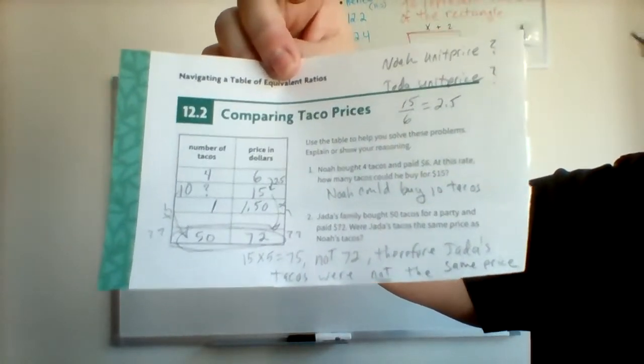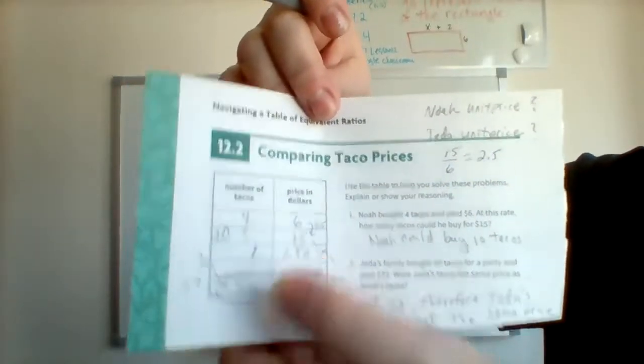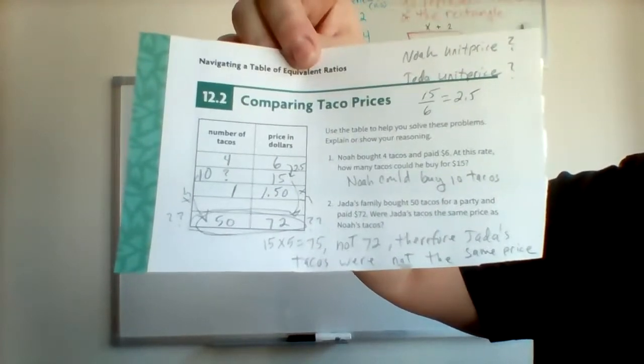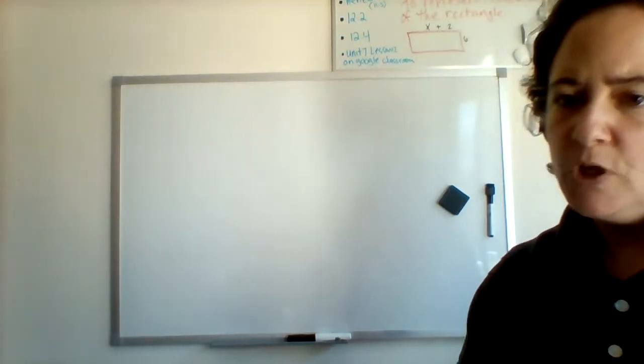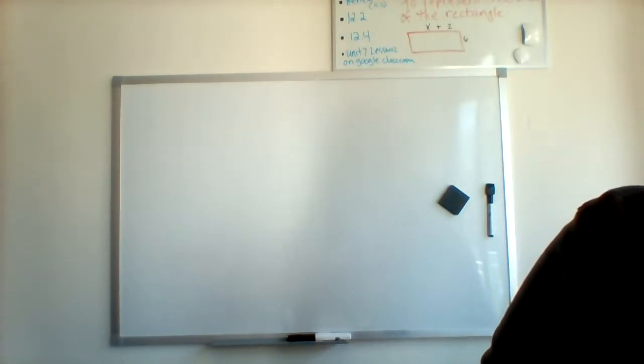Now, Jesus asked us, well, how much is Noah paying per taco? And we found it to be $1.50. How can we find out what Jada's paying per taco? What should we do? Jada is not paying $1.50. Noah is. Jada's paying something different.